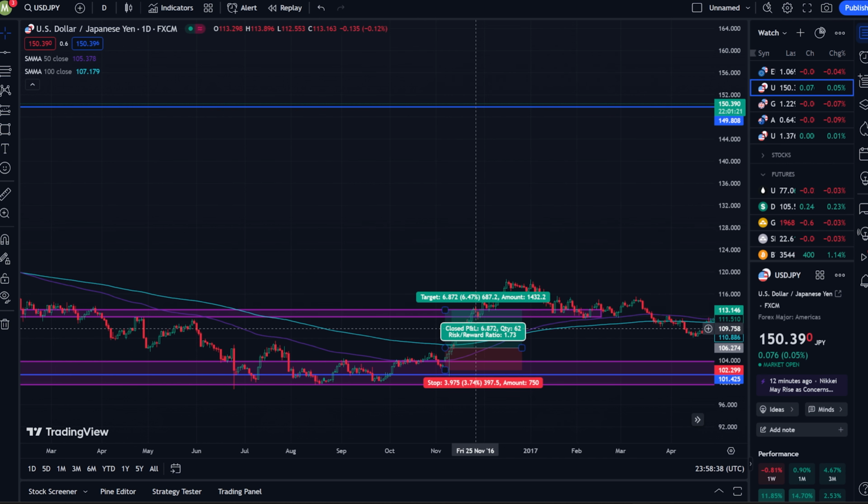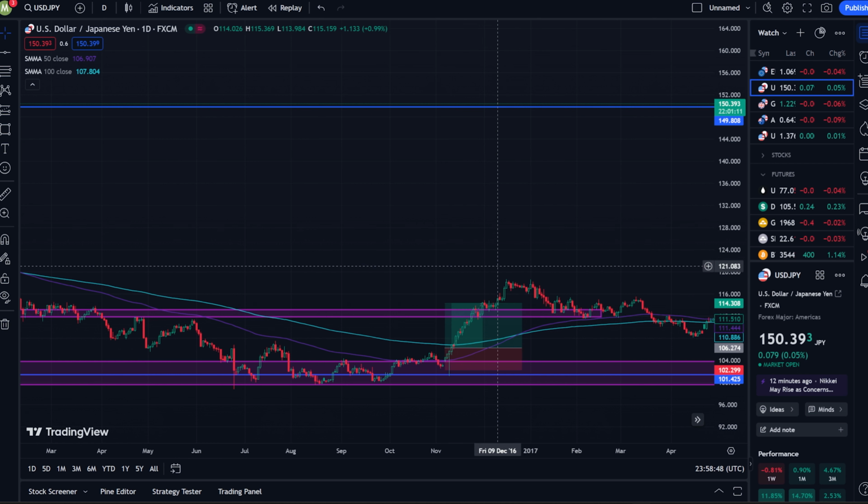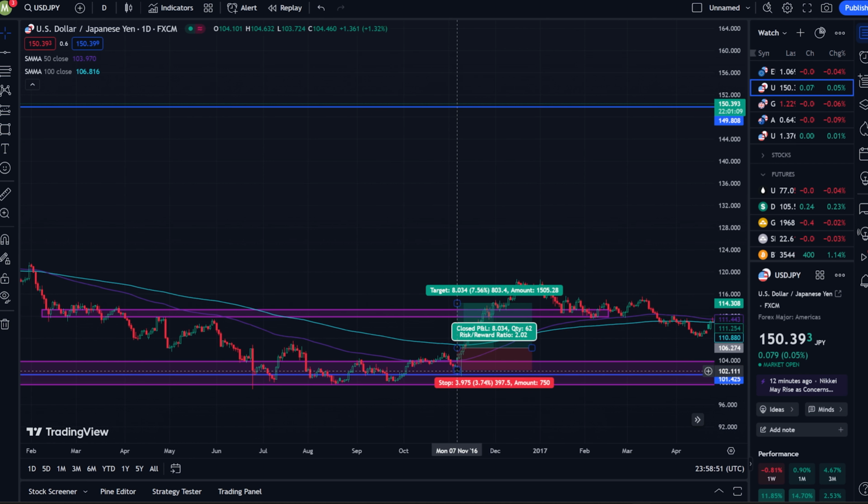So boom, that would have been a nice little setup here. The only problem is to get a 2R, we'd have to have a little bit more. There you go. That'd be a 2R. I'd typically always have the stop loss beyond the high or low of the wick. So in this case, it would be beyond the low.